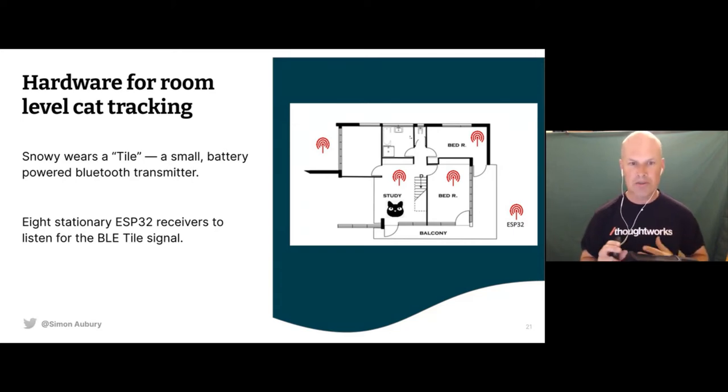Around the house, I'm using a whole bunch of stationary sensors. These are little boards, they're called ESP32s. They're about $5 or $6. And these are placed around the house in fixed locations. I can use the combination of the Bluetooth transmitter on her collar and the stationary receivers around the house to make a level of approximation on the location of Snowy at any time. In short, the stronger the signal, the more likely the cat is in that location.